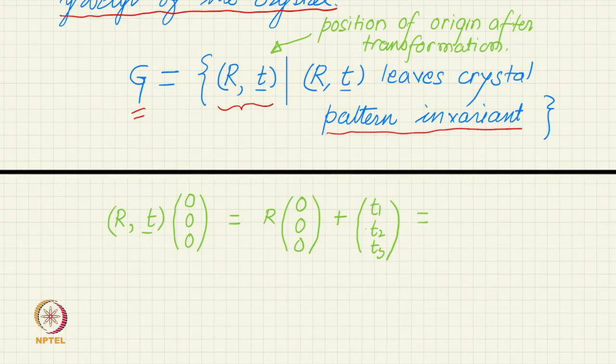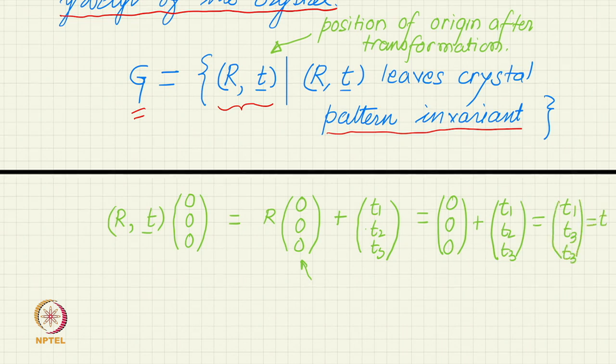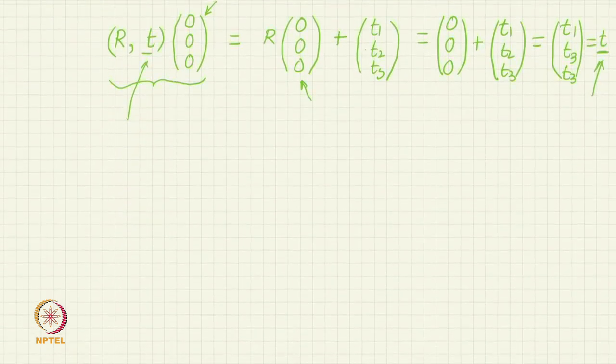Now, any matrix when it multiplies a 0 column vector will always give you only a 0 vector. This is 0 plus T1, T2, T3. So, you are left with T1, T2, T3, which is the representation of T. So, you can see that if you try to transform the origin by the affine transformation, it goes to T, which is the column part of the affine transformation. So, this is what we wanted to show here.